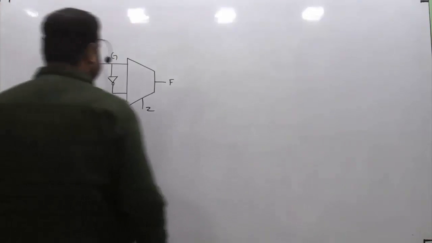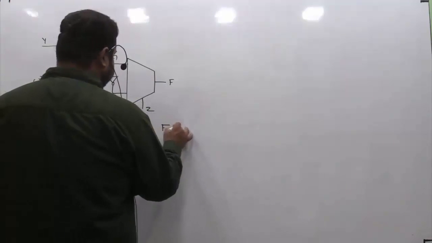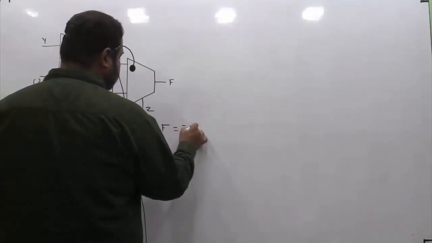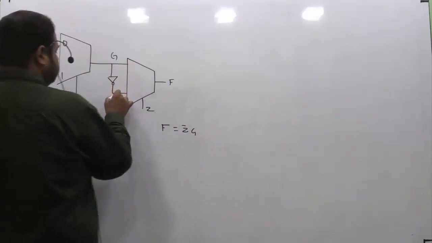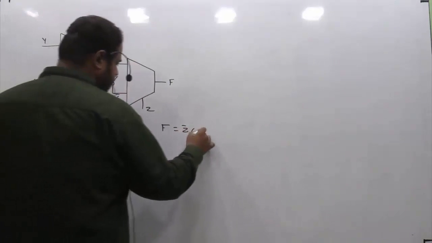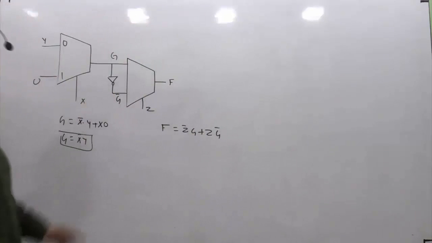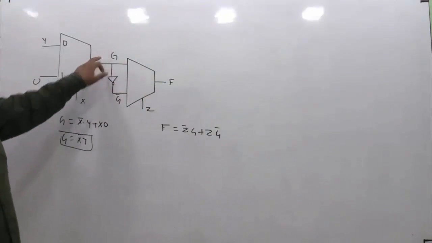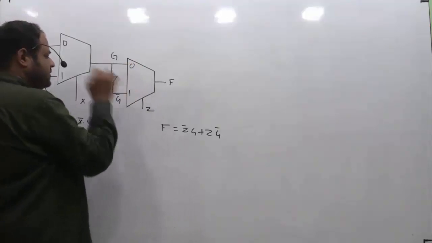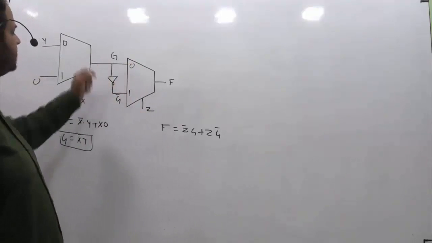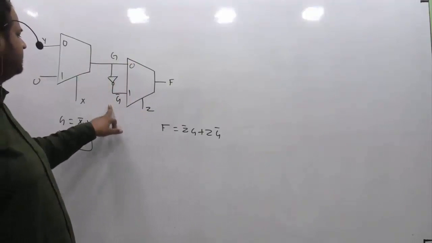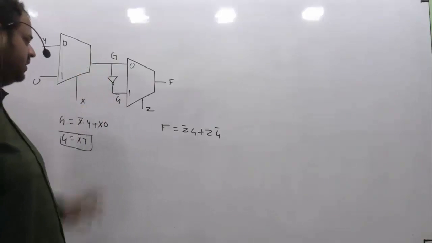Now what is this f? This f is equal to z bar g. If this is g, then this is z bar. Then you have z g bar, right? When this takes value 0, this will be selected because this is the 0th terminal, this is the first terminal. So z bar g plus z g bar, right? Because if this is g, this will be z bar.